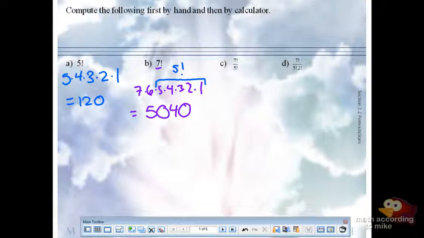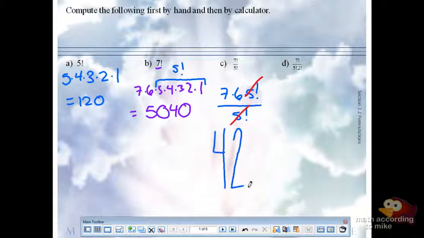In part C, we can write the numerator as 7 times 6 times 5 factorial. We can keep the denominator as 5 factorial. So since we're dividing, what happens to the 5 factorials? They cancel. You just get 7 times 6, which is 42. Ooh, fancy font. Oh, that's nice.